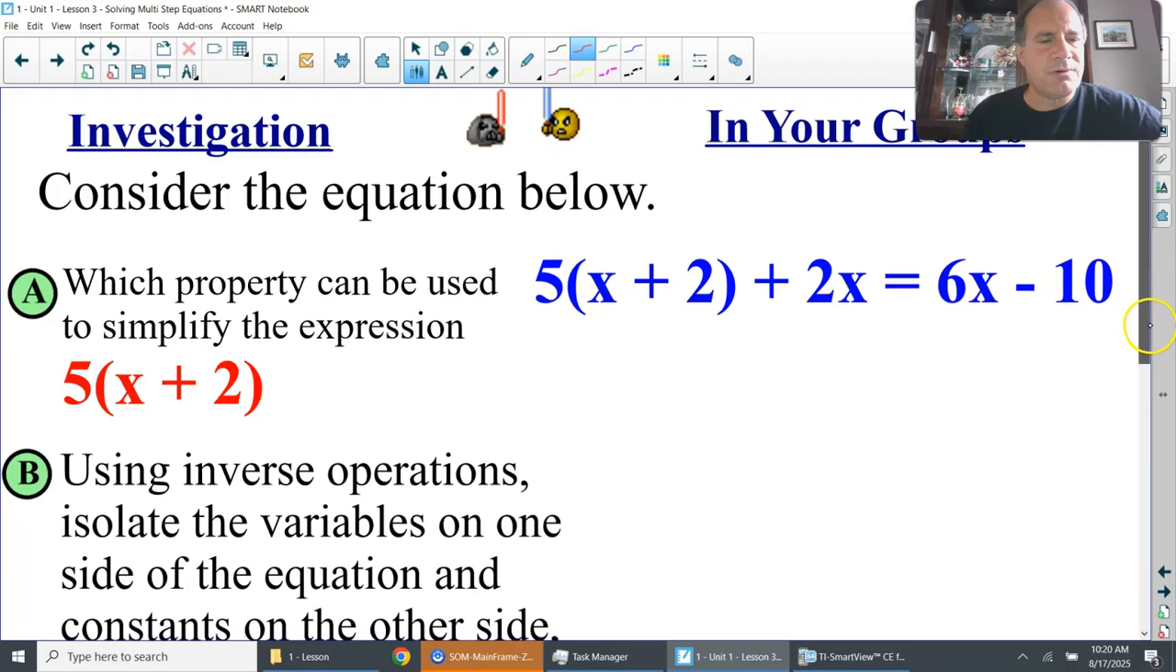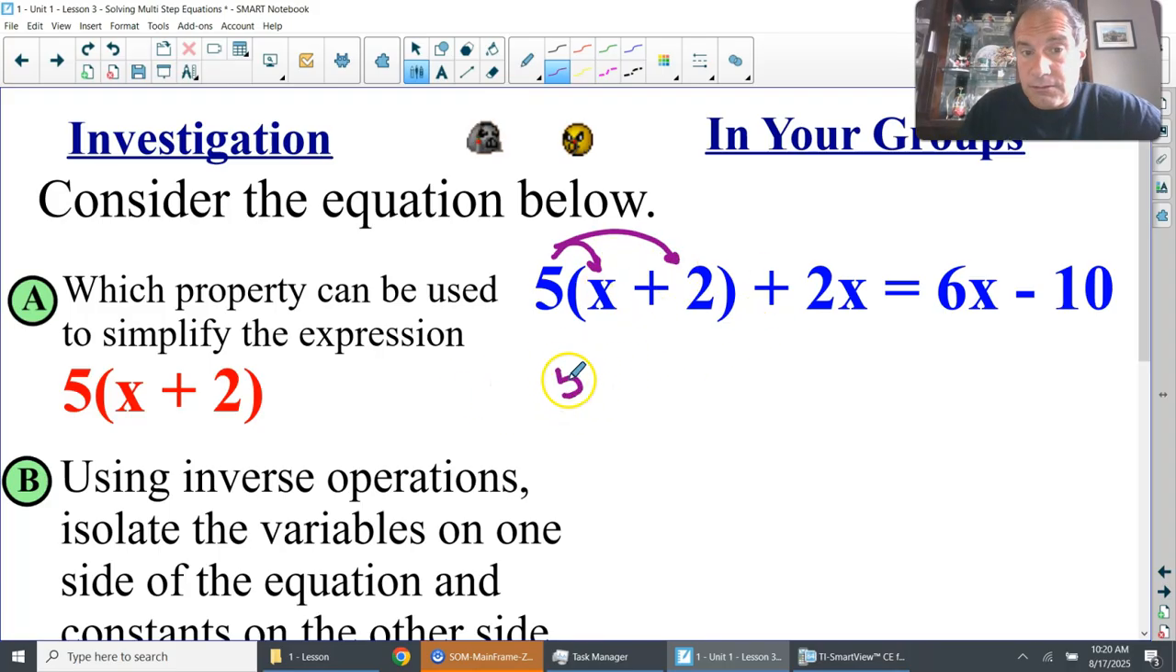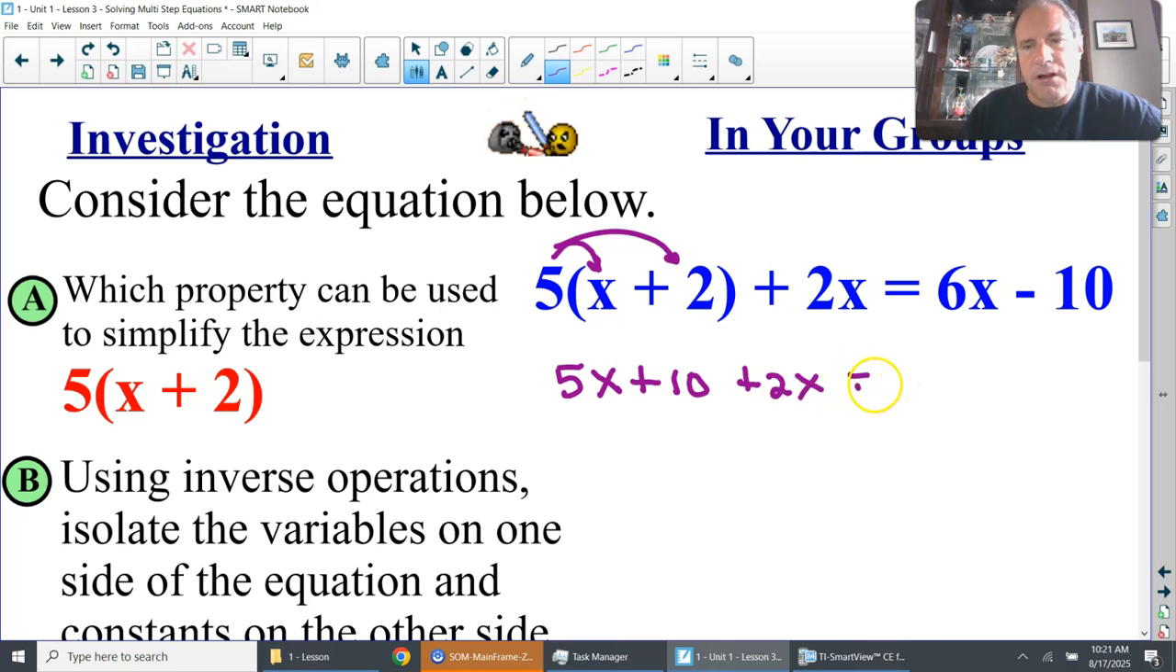All right. So just remember, consider the equation below. These are going to get more and more complicated, but just remember, take it step by step. Every step that you take, know what you're doing. You could speak to it. This has parentheses, so you're using distributive property, 5 times x and 5 times 2. Bring everything down. Don't do anything else. And then decide what your next step would be.